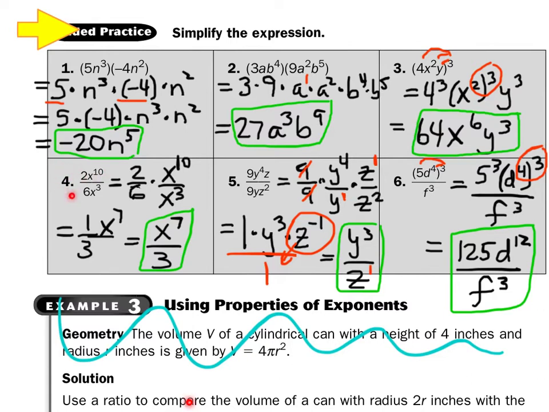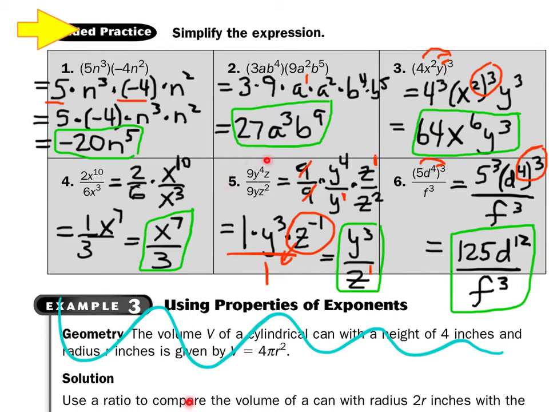2x to the 10th power over 6x to the 3rd power. So match things up. I put the 2 over 6 times, and then I put the x's over each other. Well, 2 over 6, I could divide both by 2 to get 1 over 3. And then with the x's, the bases match, so I copy the x, and then I subtract the powers in order, top minus bottom. So 10 minus 3 gave me 7. So this is just x to the 7th power over 3. Take a look at number 5.